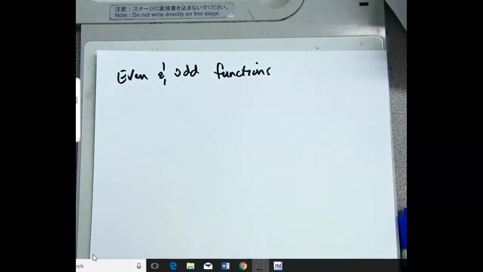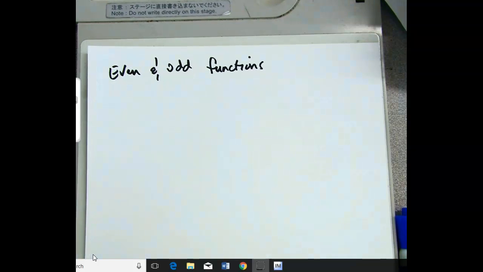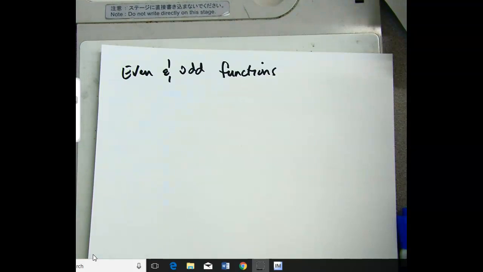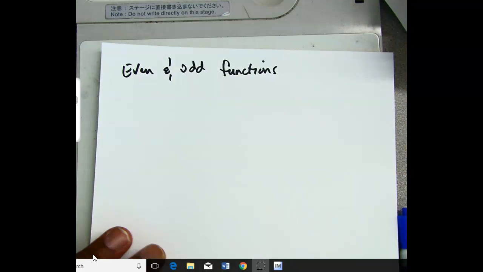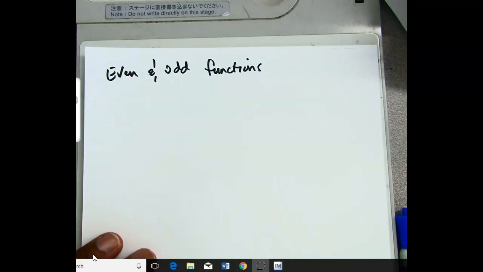All right, ladies and gentlemen, what can you tell me about even and odd functions? Well, they're even and they're odd. Yeah, but what exactly? What are the characteristics of an even function? How can you determine if a function is even? If you do that negative thing and it comes out the same, then it's even.